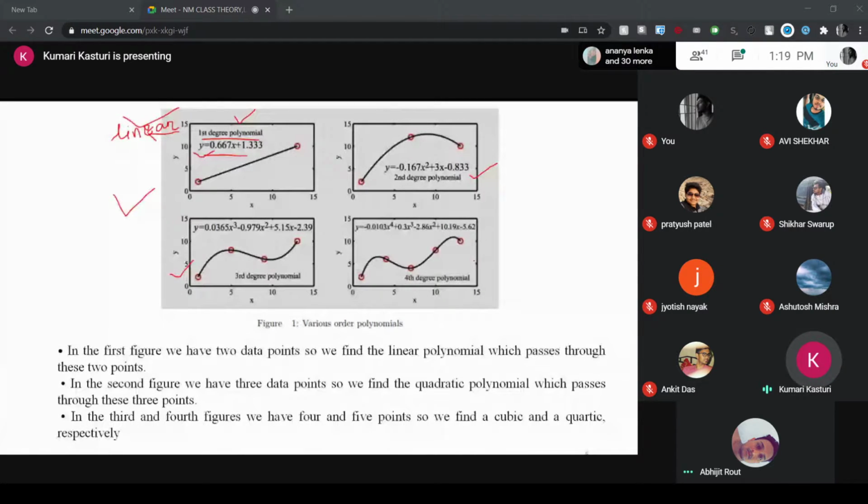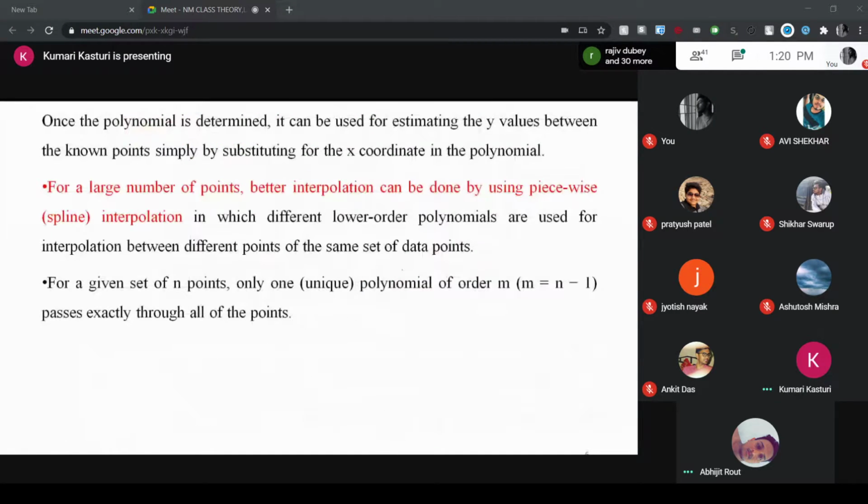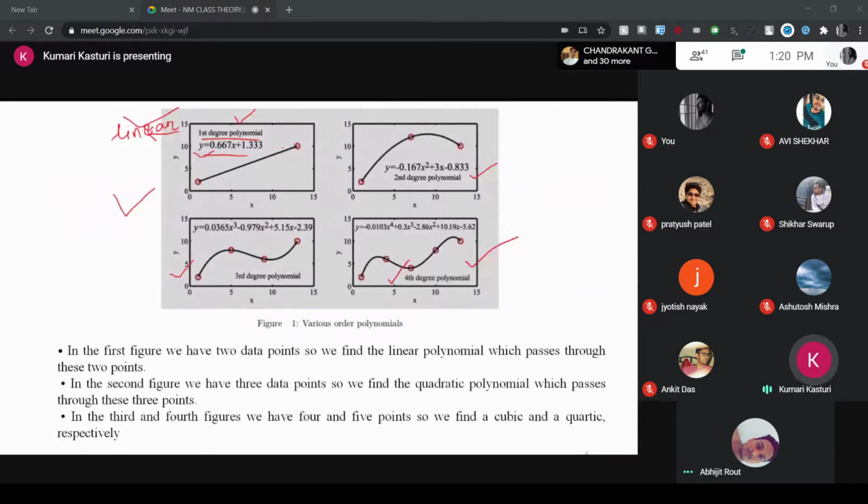The fourth figure is given to you. There are 5 data points given. When 5 data points are given, it is called a 4th degree polynomial. Always remember one thing: for a given set of data points, if the number of points given to you is n, the polynomial is of order n minus 1. Already we have discussed that 2 points give a first degree polynomial.